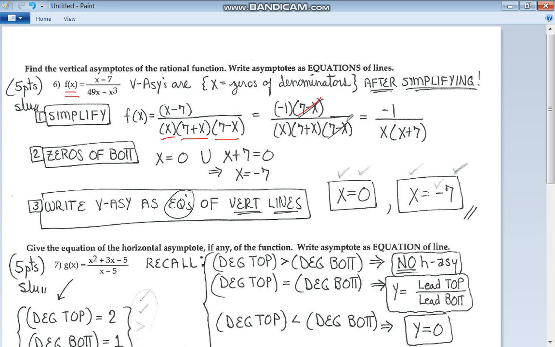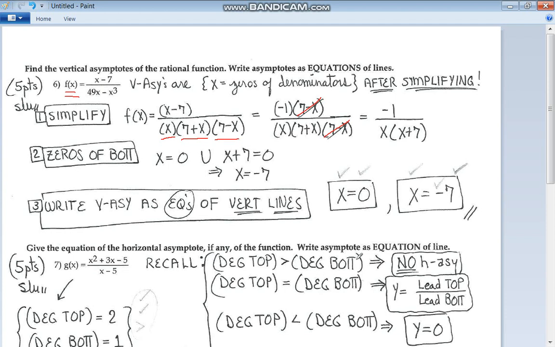The 7 minus x's are going to cancel. We get negative 1 over x times x plus 7. That's our simplified version of the rational function. Step 2, find the zeros of the bottom. Set the bottom equal to 0 and solve, and you'll get x equals 0, x equals negative 7.